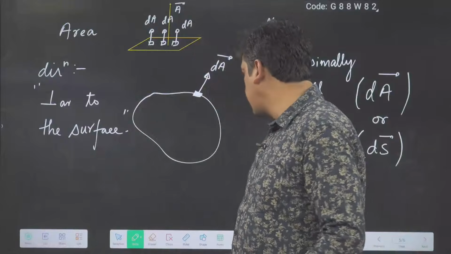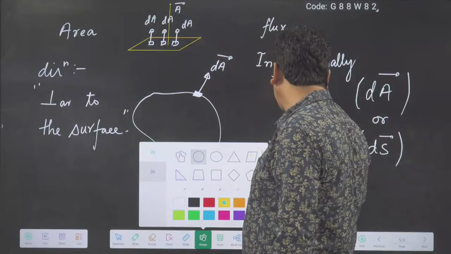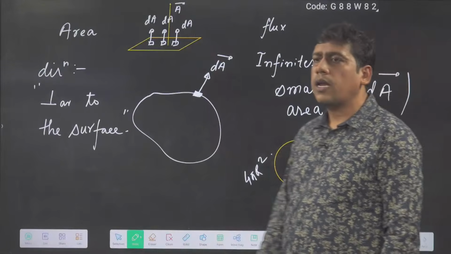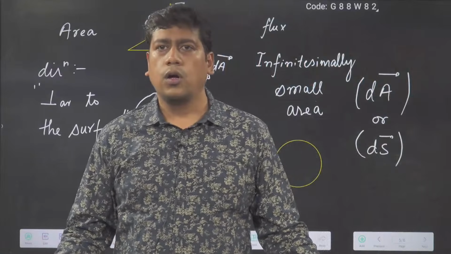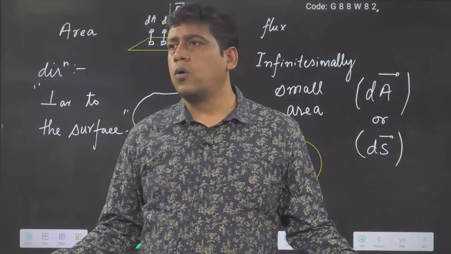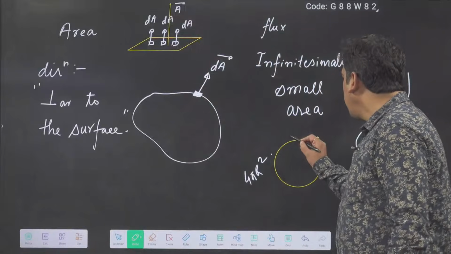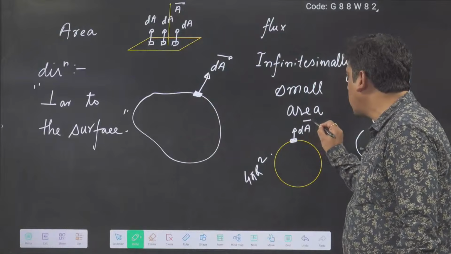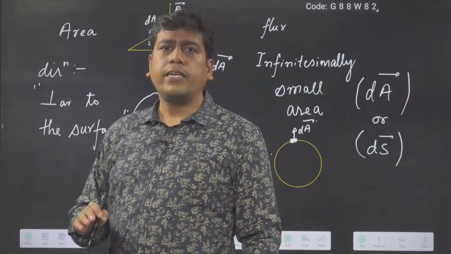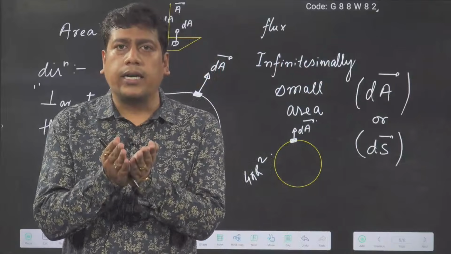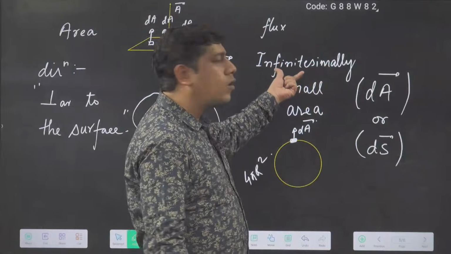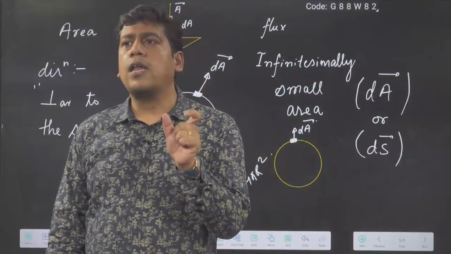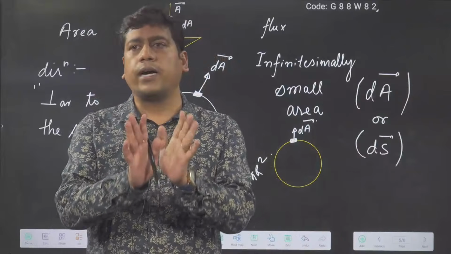Like if there is a sphere, what is the surface area of a sphere? 4 pi r square. What is the direction of this? I don't know. 4 pi r square, what is the direction? I don't know. But if you ask me the direction of the area of this small patch, I can tell you it's perpendicular. So when we talk about area as a vector quantity, we are generally talking about a very small area. Infinitesimally small area, you can consider it a vector quantity.